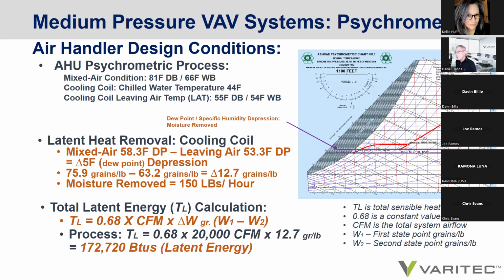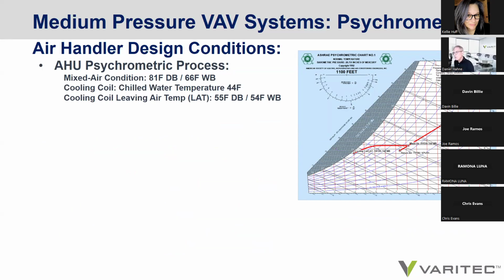There's an equation to calculate latent energy, and that is 0.68 constant times the airflow times the differential in the grains of moisture that are to be removed. In this case, the calculation results in a value of 172,720 BTUs of latent energy that needs to be removed.